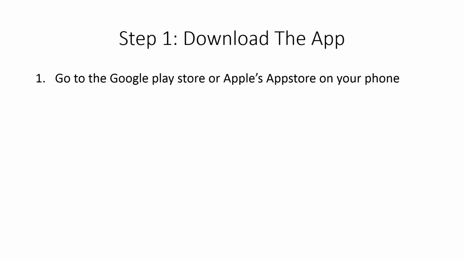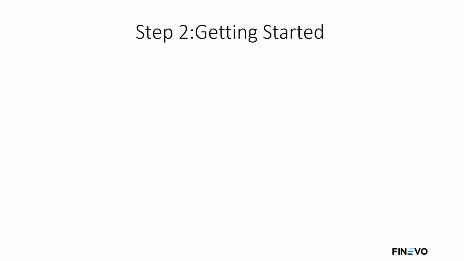First thing first, download the app. You can go to the Play Store if you have an Android, or you can go to the App Store if you have an iPhone. I know this is very obvious, but I didn't want to overlook anything, so please just bear with me. If you don't have the app right now, please, as we are going through this video, download it now. Thank you. Type in Finevo, download the app.